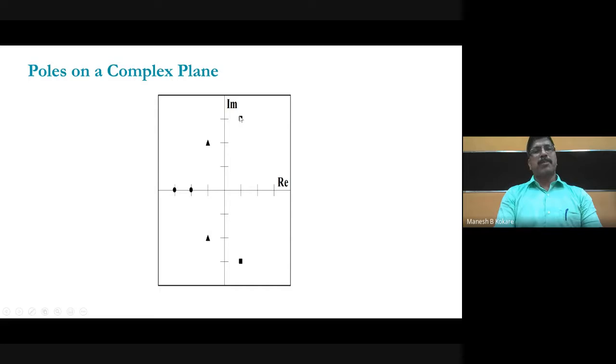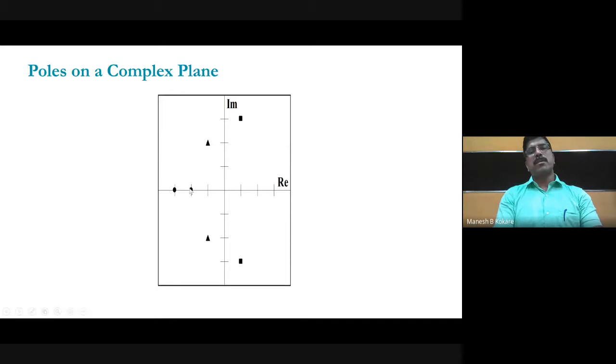Whereas suppose this is an imaginary zero, then this is located at +1 + j3, if it is j3, yeah? And then this one will be +1 - j3. So that way we can plot poles and zeros in a complex plane.